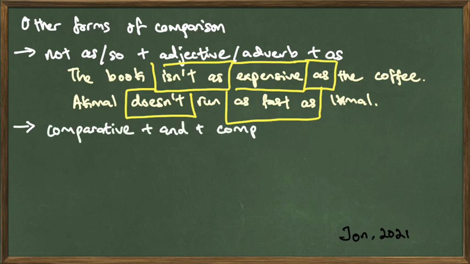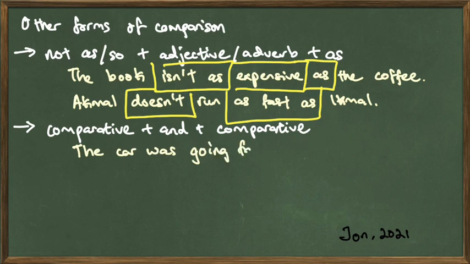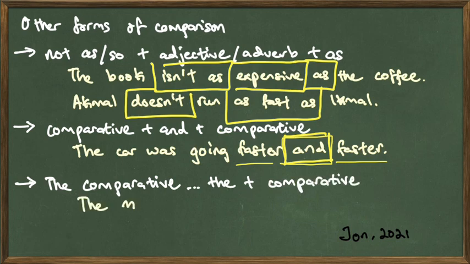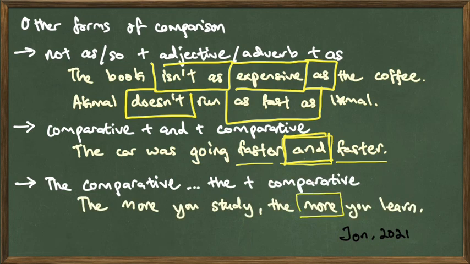Now we are looking at a comparative followed by another comparative. The car was going faster and faster. So how do you combine two comparatives? Kita nak gabung dua kata sifat yang sama, yang hampir sama. It's by using the word and. The comparative followed by and another comparative. The more you study, and then you have a comma there, the more you learn. This is how you use two comparatives in a sentence.